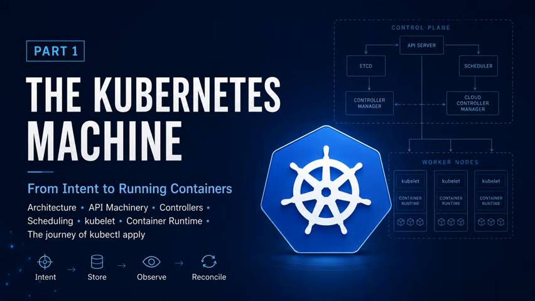Annotations, on the other hand, are not indexed. They're not for selecting or querying. They are just a place to attach non-identifying tool metadata, like a build checksum, an incident ticket number, or a git commit hash.